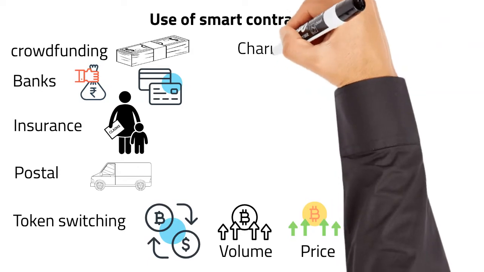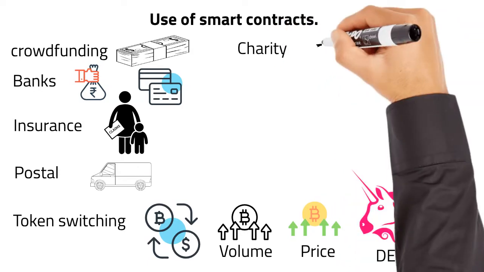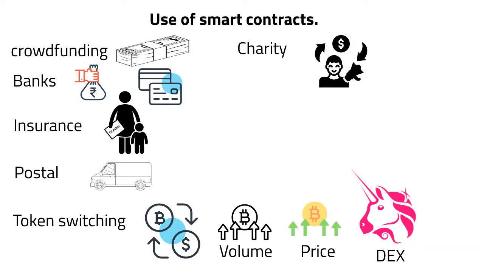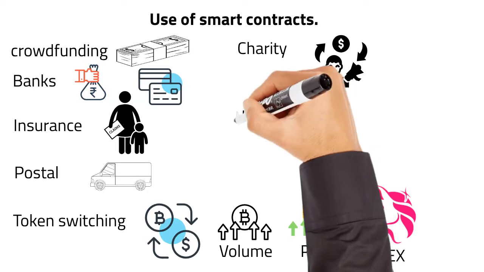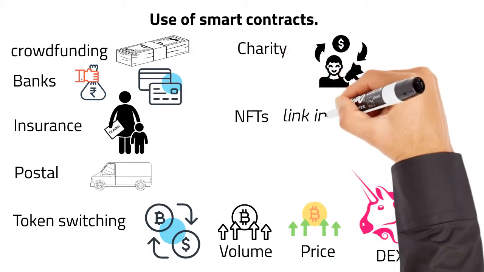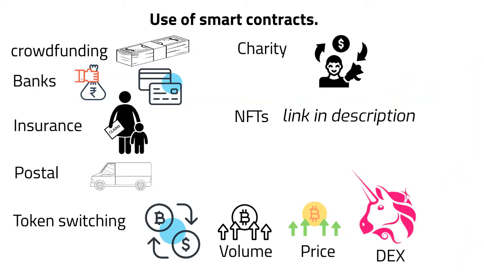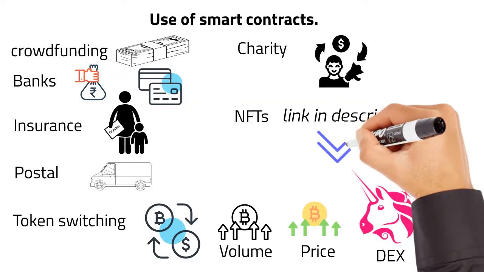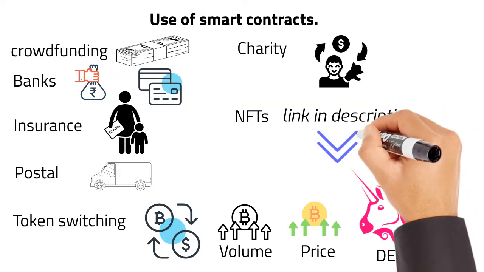How about charity? You can imagine a fully automated fund that could send money directly to the people who need it most without any intermediaries. And lastly, our last example of a useful reason to have a smart contract is NFTs. You should watch our videos on NFTs because you need to understand those and their purpose.